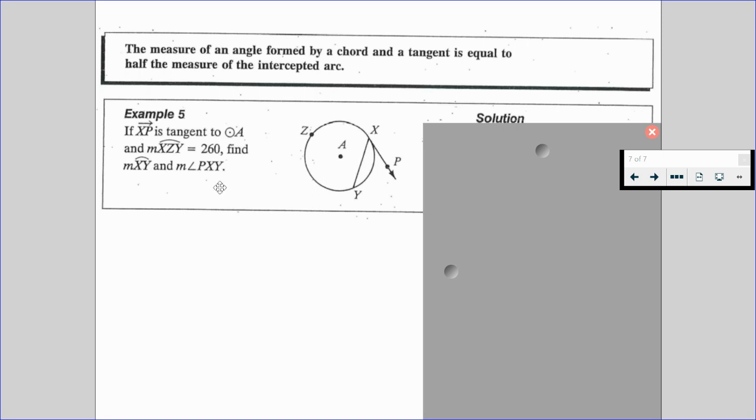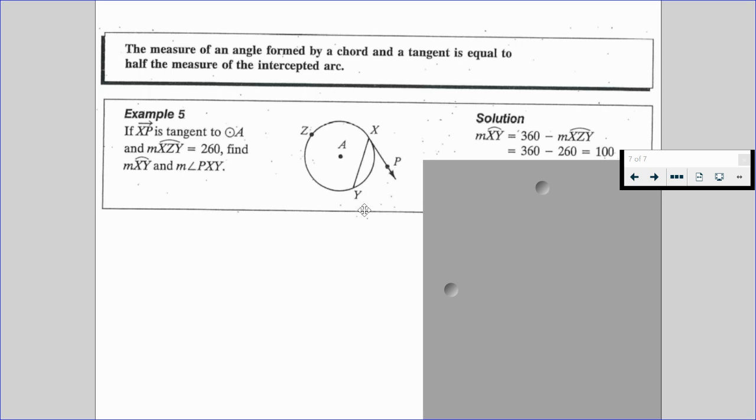So if ray XP is tangent to circle A, and the measure of arc XZY is 260, we are trying to find the measure of our arc XY and the measure of angle PXY. Well, we know that an entire circle has a degree measure of 360. We know 260 of it is already taken up with arc XZY, which then means that arc XY is going to have a measure of 100 degrees. 360 minus 260 then gives us 100.